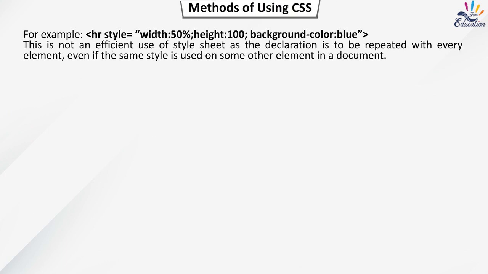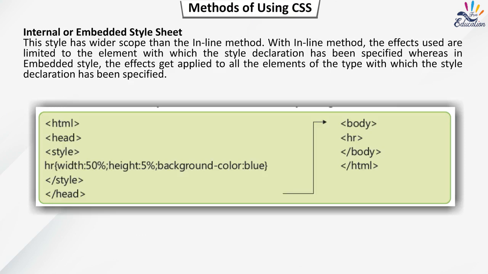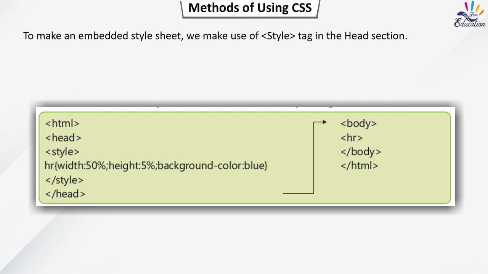This is not an efficient use of style sheets, as the declaration has to be repeated with every element, even if the same style is used on some other element in a document. Internal or embedded style sheet. This style has wider scope than the inline method. With the inline method, the effects are limited to the element with which the style declaration has been specified, whereas in embedded style, the effects get applied to all the elements of the type with which the style declaration has been specified. To make an embedded style sheet, we make use of the style tag in the head section.